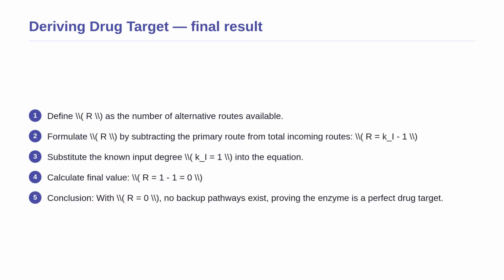Now, we must mathematically prove that this compound is a true bottleneck. We define a new variable, R, representing the number of alternative routes available to the cell. We calculate R by subtracting the primary route, which is 1, from the total incoming routes, K sub I. Since K sub I is 1, we get 1 minus 1, which equals 0. We have proven that there are exactly 0 backup pathways. If we design a drug to block the first enzyme, the bacterium will inevitably die. Proving this is a perfect drug target.